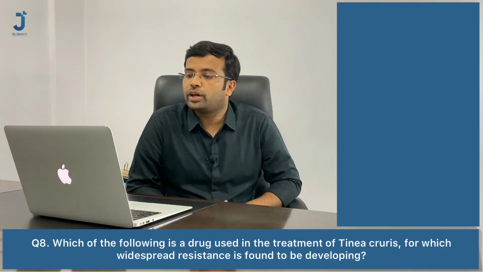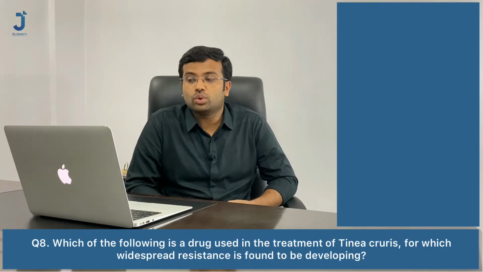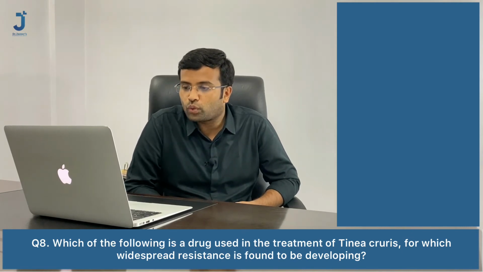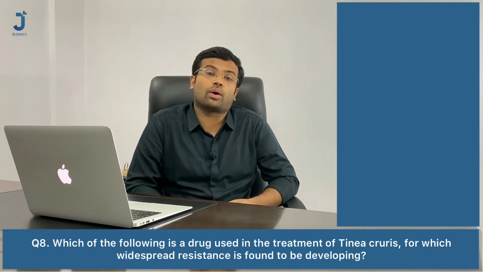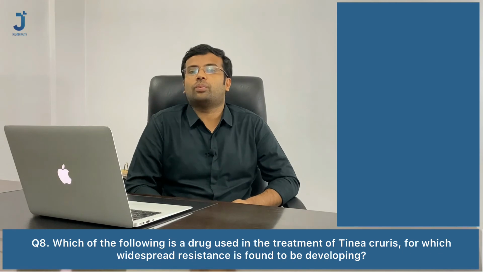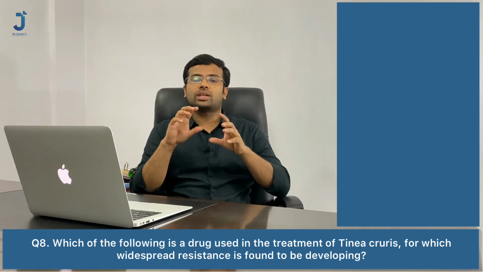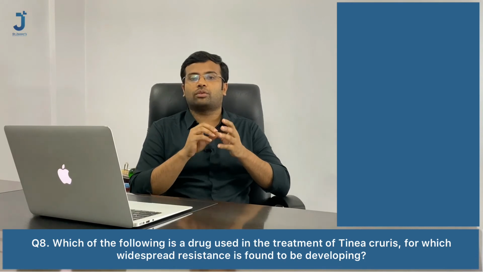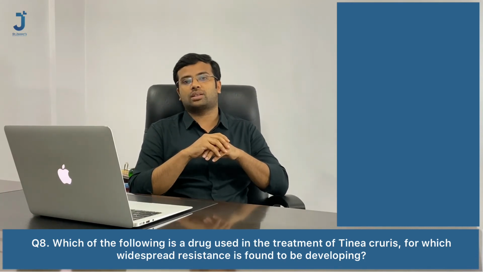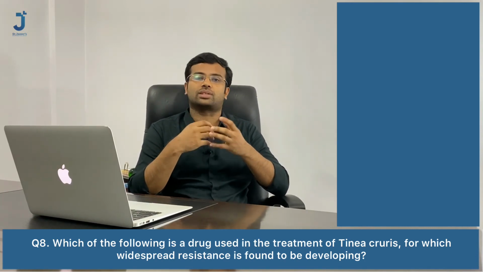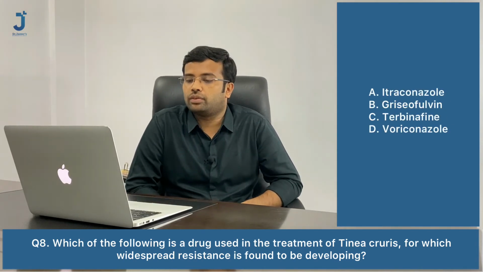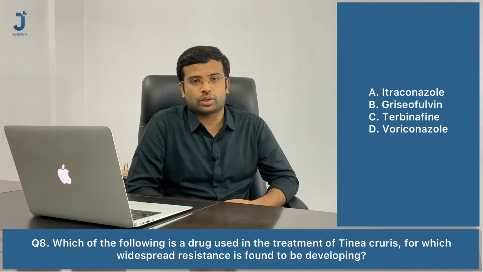Which of the following drugs used in the treatment of Tinea cruris is one for which widespread resistance is found to be developing? So the question says you are using some antifungal agent for the treatment of Tinea cruris, but for which among the following drugs do you find increased cases of resistance? The options are itraconazole, griseofulvin, terbinafine and voriconazole.